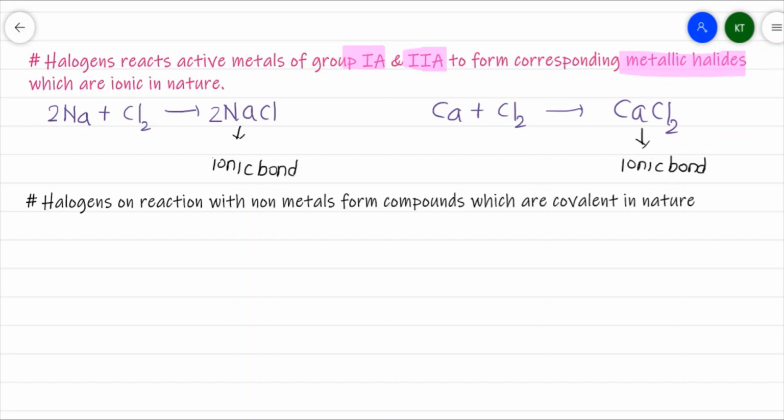Then halogens do combine with some of the non-metals and result in the formation of corresponding compounds which are covalent in nature. So let me have phosphorus combine with chlorine to give PCl3. I have 4 phosphorus here and 6 chlorine, so I can write this in terms of PCl3. It's called phosphorus trichloride, that is a covalent compound.